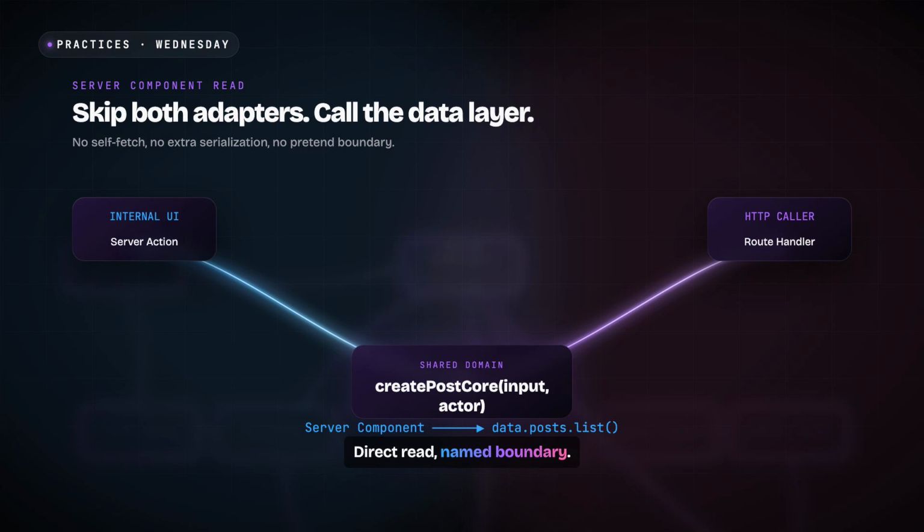Put the query behind a server-only data function, such as list posts for actor. That function can enforce the read policy, select only the fields the component needs, and participate in the framework's caching model. The component receives domain shape data without learning database details. If a future mobile client needs the same information, the route handler can call that data function and publish a serialized representation. You have reused the rule without forcing today's in-process caller through tomorrow's network contract. This keeps latency low now and preserves an adapter seam when a real boundary appears.